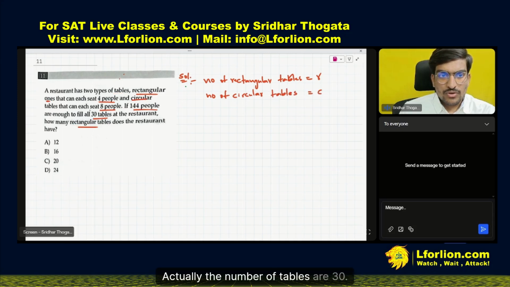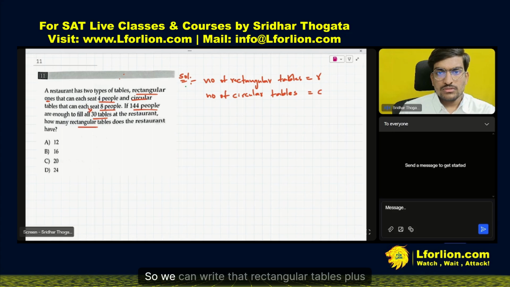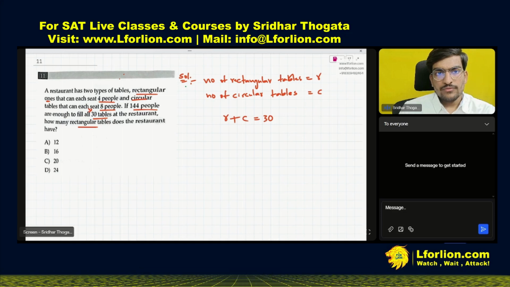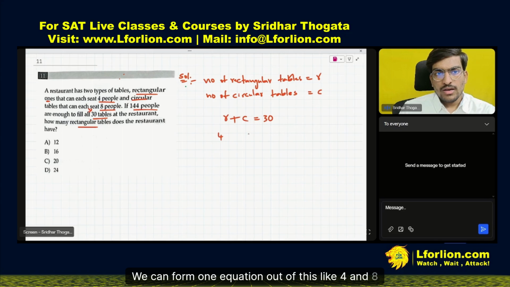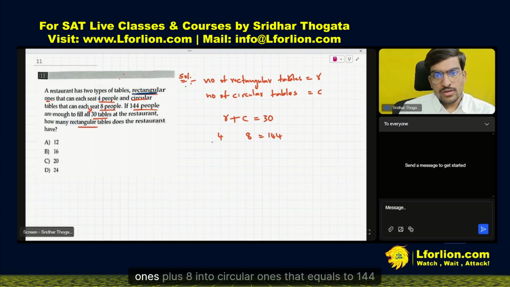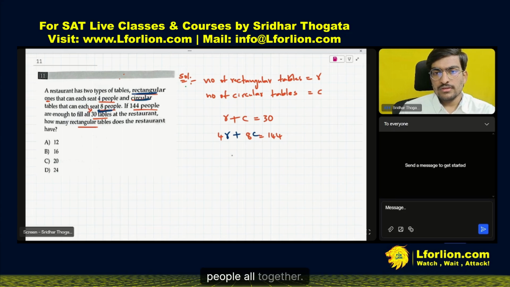Actually, the number of tables is 30. So we can write that rectangular tables plus circular tables equals 30 tables. And 4 people, 8 people, 144 people. We can form one equation out of this. To balance this, we write 4 into rectangular ones plus 8 into circular ones equals 144 people altogether.